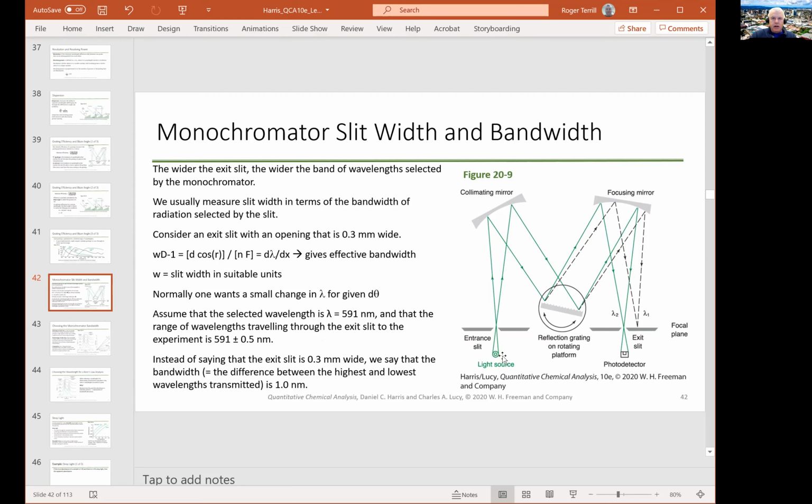So basically, the range of wavelengths coming out here might be 300 to 301, and that will be your effective bandwidth. It might be 350 plus or minus 1 nanometers. That's how you could express the effective bandwidth and the setting, the wavelength of the light coming out.